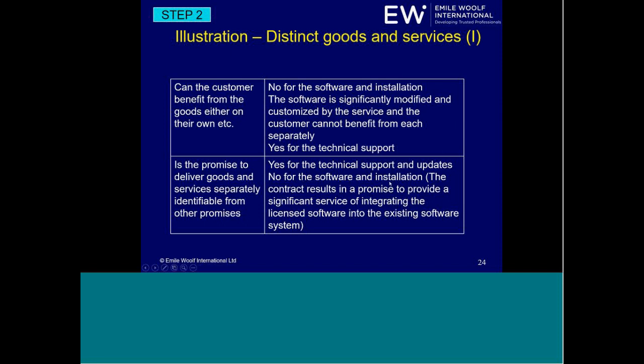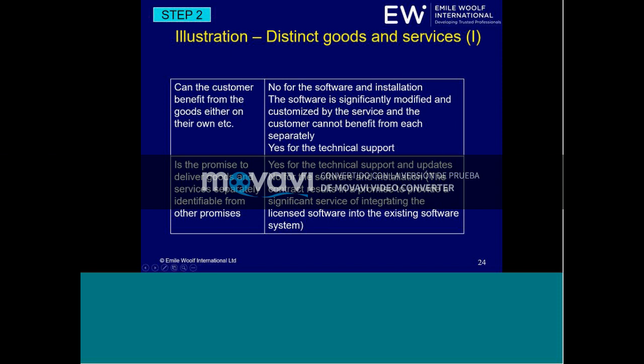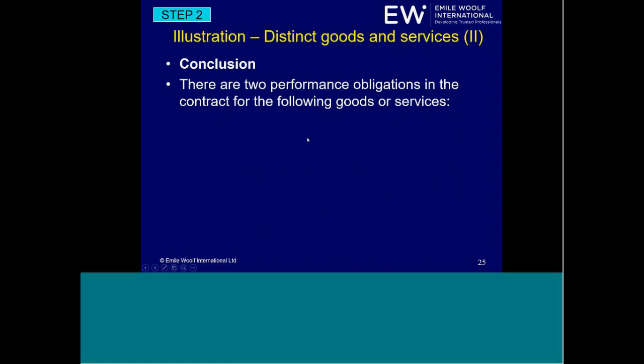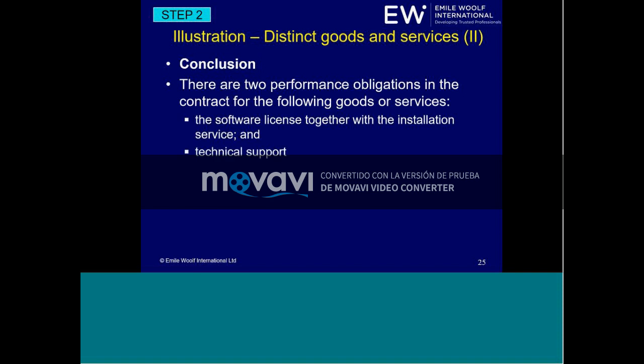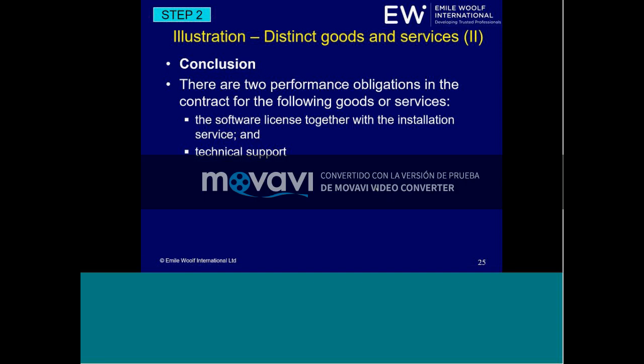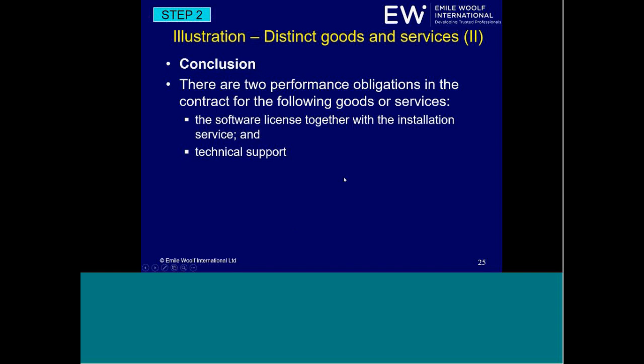Because of the service of integrating. So, conclusion here, there are now two performance obligations: one for the software license and installation service, and then one spread over 2 years for the technical support. So, from the contract, and to add to that our understanding about the way in which a company might do business in terms of its standard behavior, we have to identify whether the goods are distinct in order to identify the performance obligations. In our example here, 1, 2, or potentially 3.